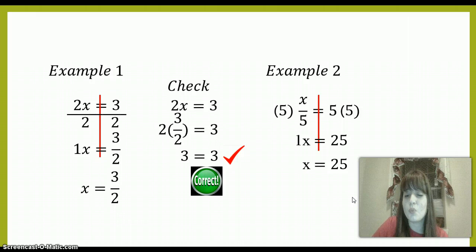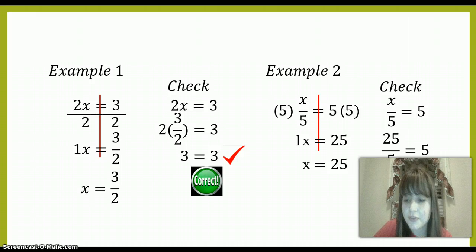To check my work really fast, to make sure that this is my correct answer, I take my original equation and I substitute my 25 for my x. So I now have 25 divided by 5 equals 5. And when I divide my 25 by 5, I end up with 5 equals 5, which is true. Therefore, x equals 25 is the correct answer.